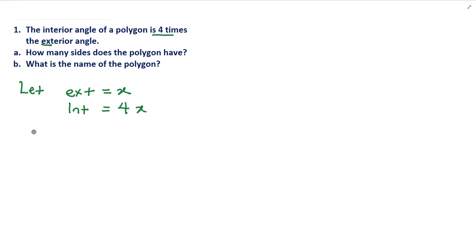So from here, we know that in a regular polygon, the interior and exterior angle run on a straight line, so they add up together to give you 180. So it simply means that x plus 4x is equal to 180 degrees.